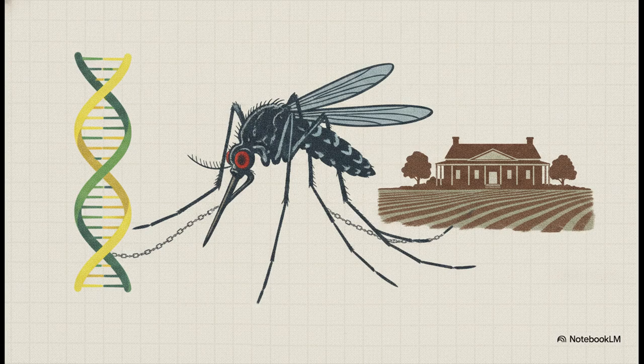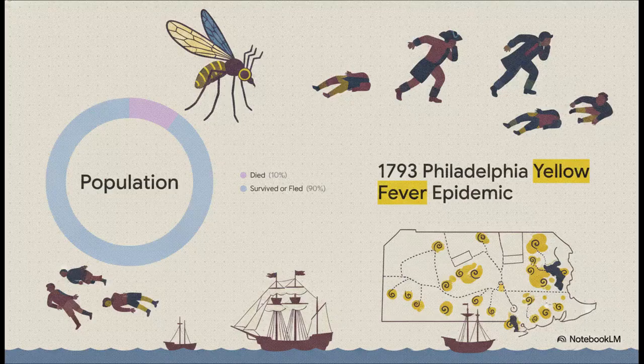But here is where disease directly intersects with macroeconomics in the most tragic way possible. Many enslaved Africans carried a genetic trait that actually made them resistant to malaria. Plantation owners noticed this, and this biological reality directly contributed to the horrific expansion and persistence of the African slave trade in the South.